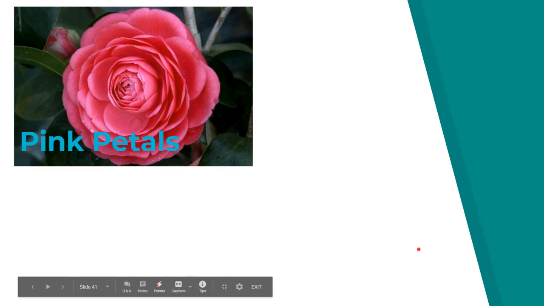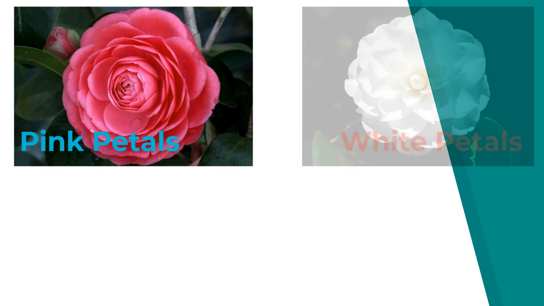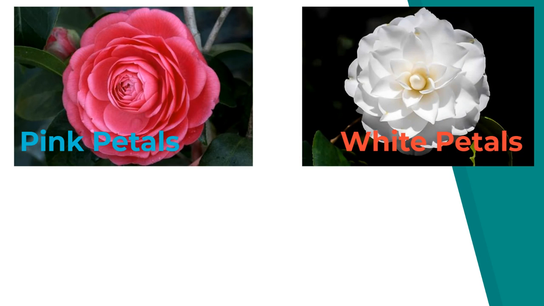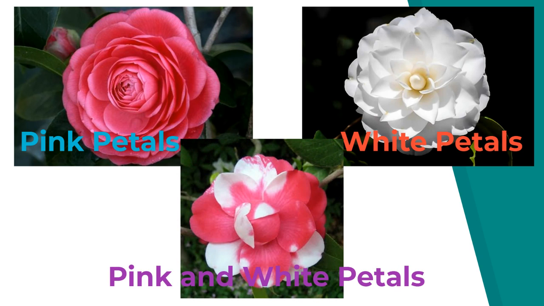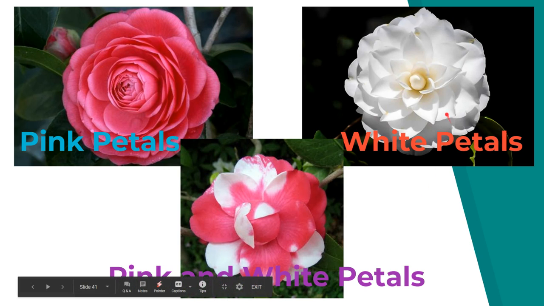In a lot of flowers, we can have pink petals, we can have white petals, and the heterozygous phenotype is going to be pink and white petals. So both of the traits on the edges of the spectrum are going to be present in the heterozygous phenotype.